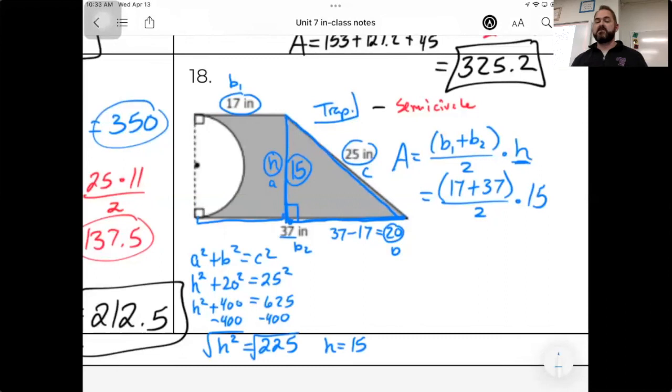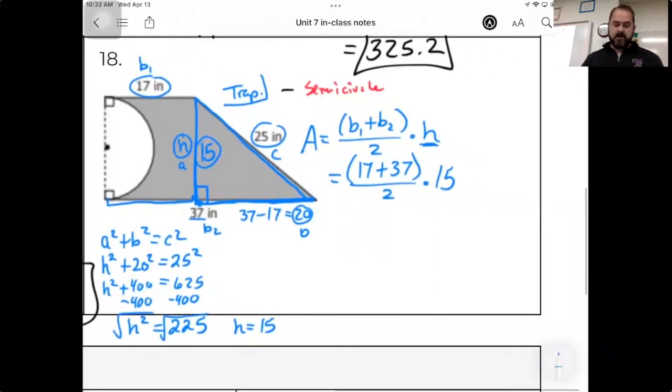Now I can find the area of the trapezoid, okay? So if I add those together, 17 plus 37, divide by 2, multiply by 15, I should get a total area of the trapezoid being 405.